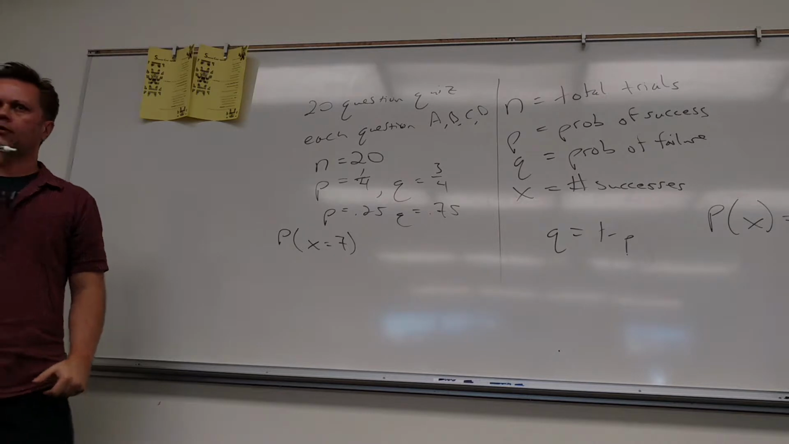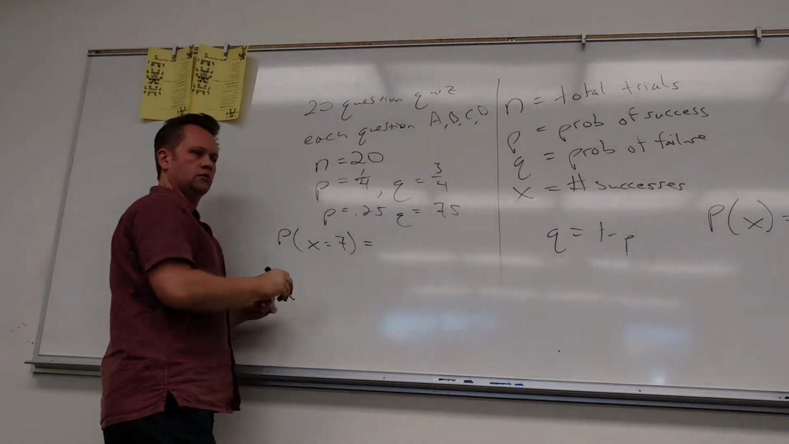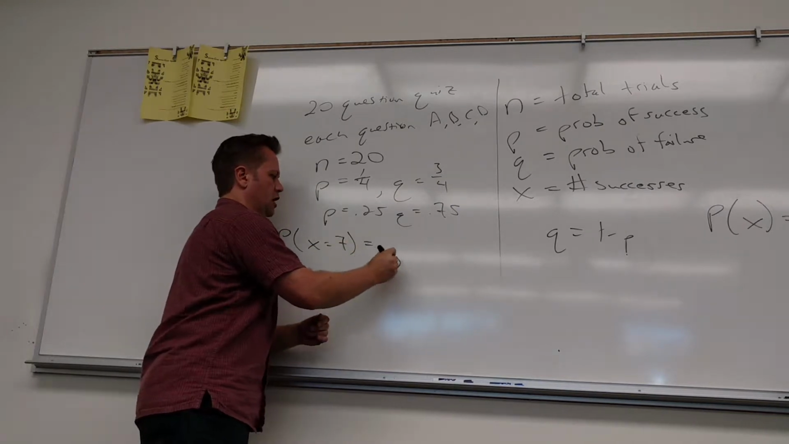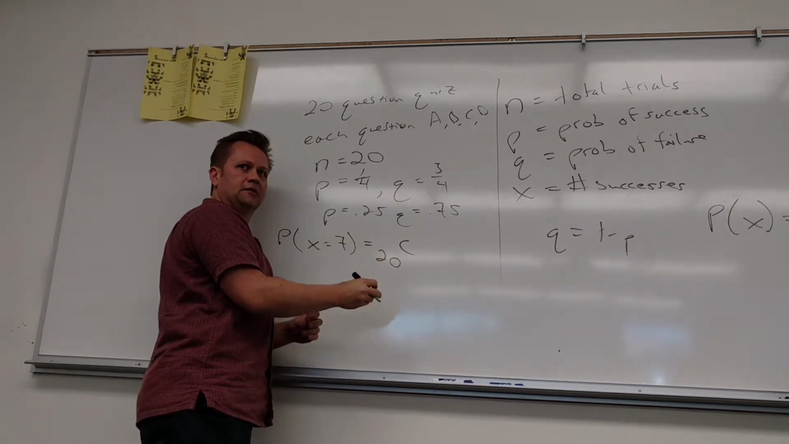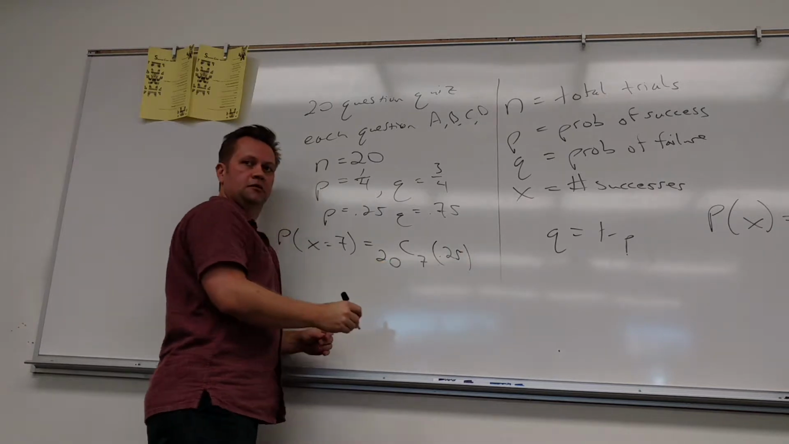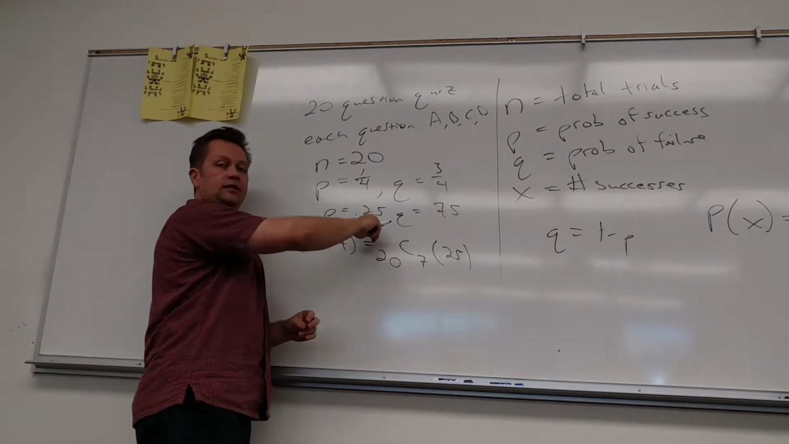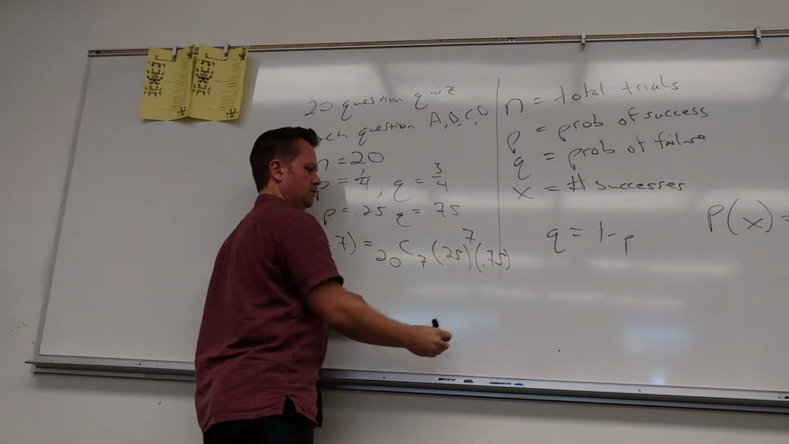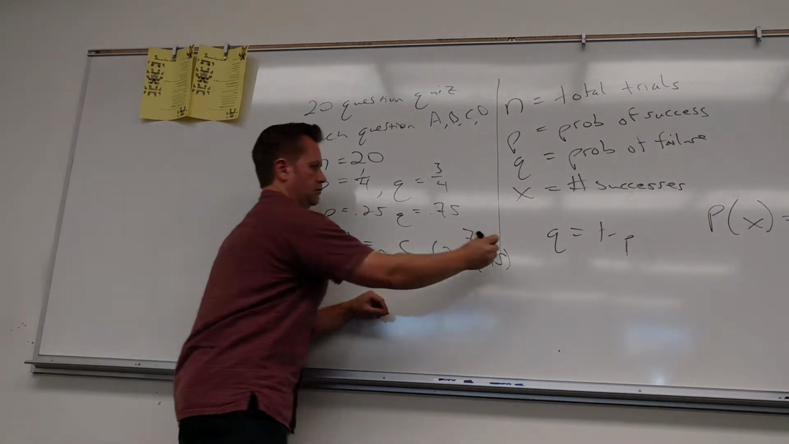How would I set that up? So how many questions are there? 20. And you want to choose how many to get right? 7. So how many of these do you want? 7. 7, because that's successes, right? I want 7 successes. So how many failures do you want? 13.